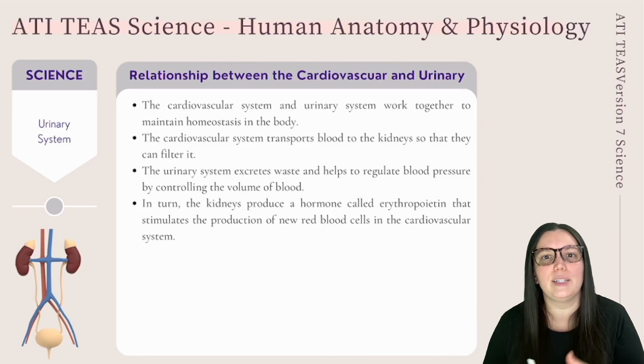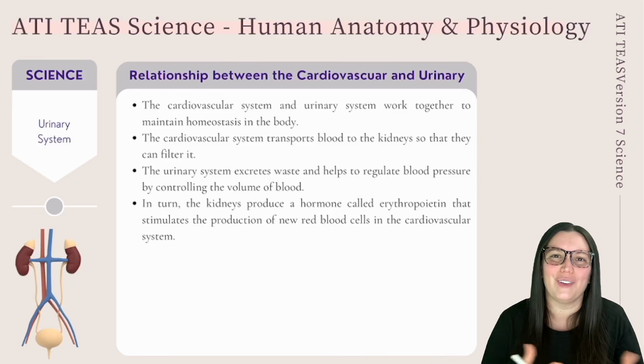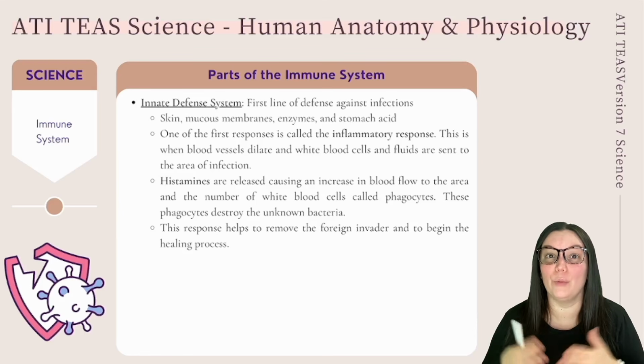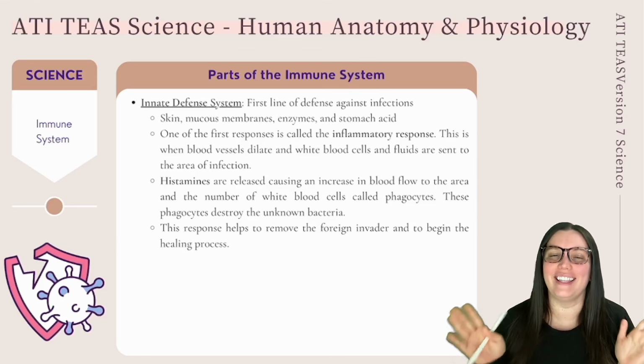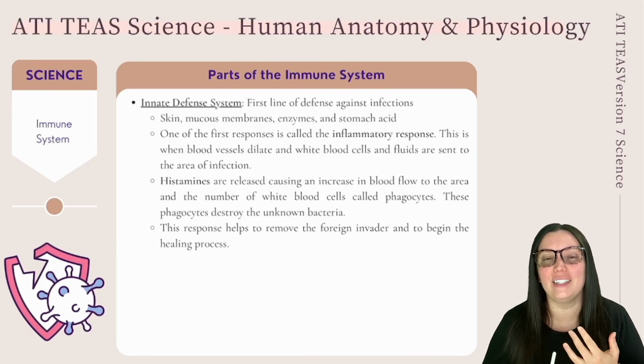In turn, the kidneys produce a hormone called erythropoietin that stimulates the production of new red blood cells for the cardiovascular system. So let's talk about our favorite system that helps with our infection rates, and that is our immune system. So the immune system is made up of innate defense as well as adaptive defense systems.